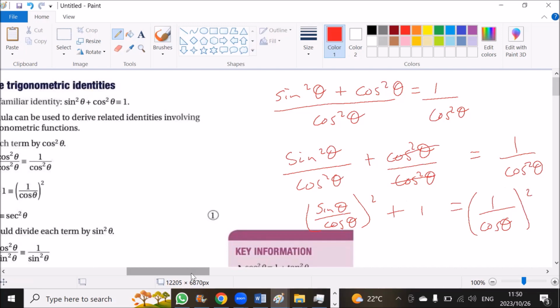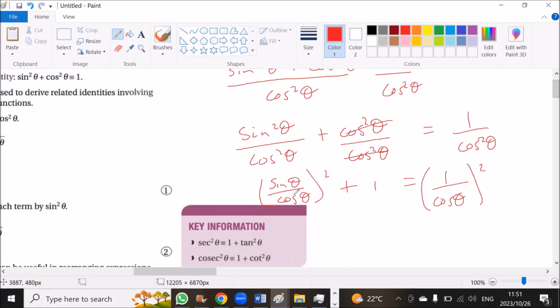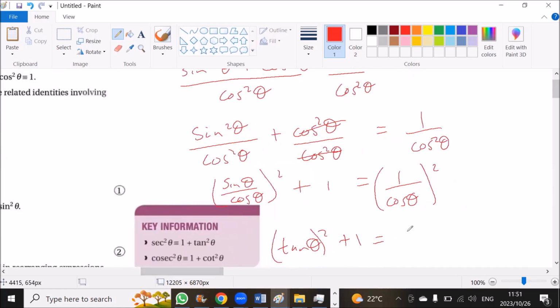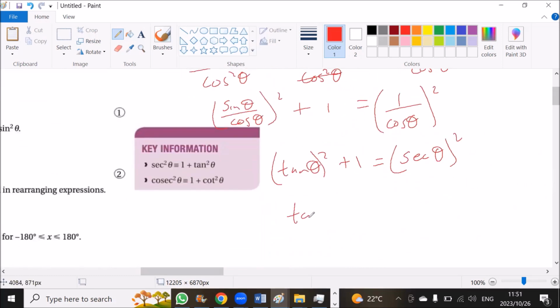You know, sine theta over cos theta is tan theta. So tan theta squared plus 1 is equal to 1 over cos theta, which is sec theta. So sec theta squared. So now what we have is tan squared theta plus 1 is equal to sec squared theta. That is our first identity.